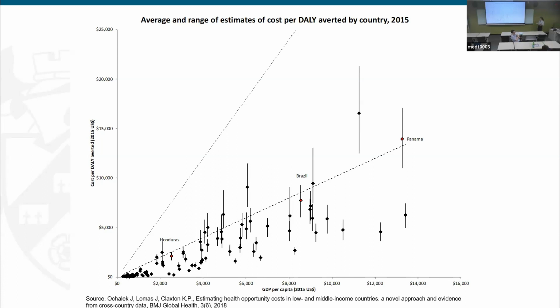Also, the dots here represent the central estimate. So we look at 4 different ways of estimating this. And so the lines, rather than being confidence intervals, are the range of estimates for each country.